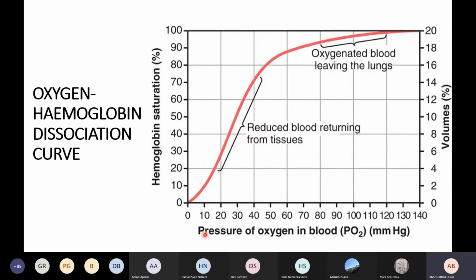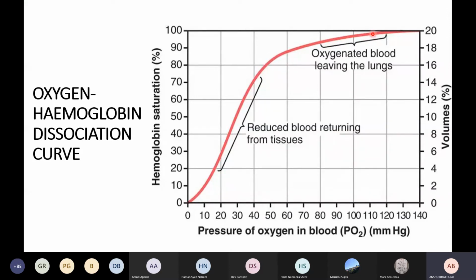So this is known as oxygen hemoglobin dissociation curve, and you also have to know about the volume, how much oxygen is carried by hemoglobin. Okay, so here you can see 20 ml of oxygen is carried per 100 ml of blood when there is 97 to 100% saturation of hemoglobin by oxygen. Okay, so this is the case when the oxygenated blood is just leaving the lungs.